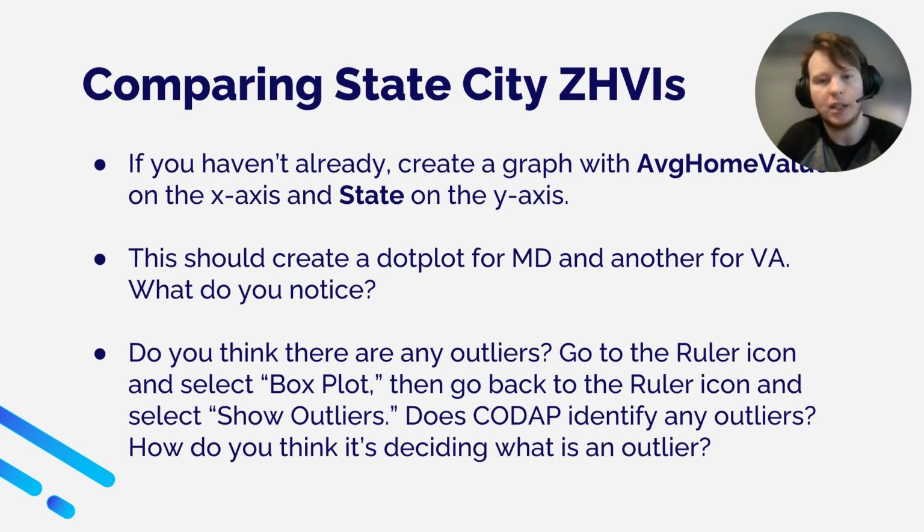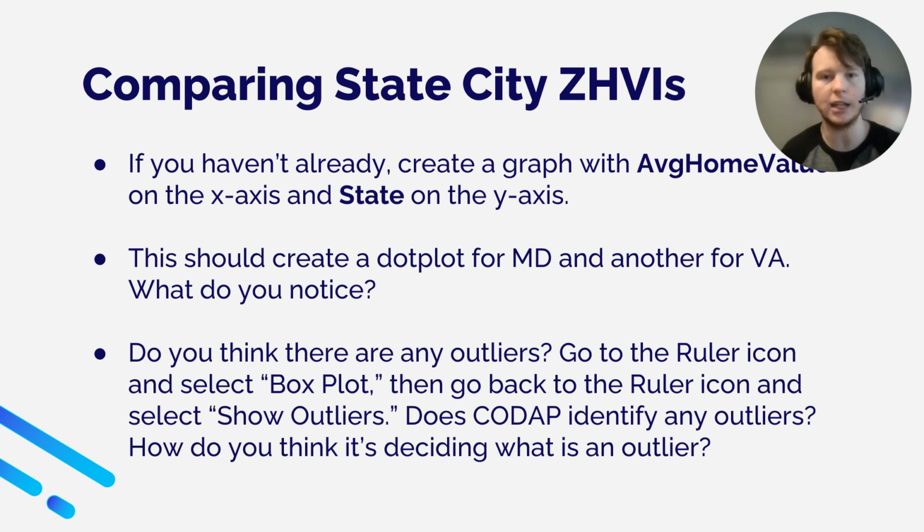If students haven't done this yet, create a graph with average value home on the x-axis and state on the y-axis. This will create a dot plot for Maryland and another for Virginia. Students should explore this plot, see what they notice, see what they wonder, and consider are there any outliers?